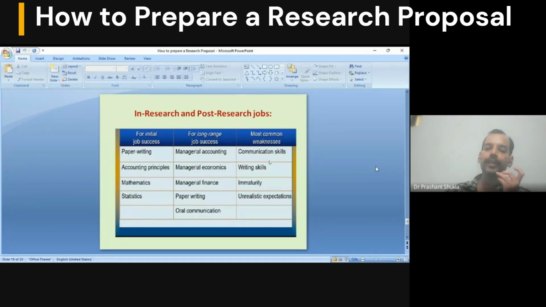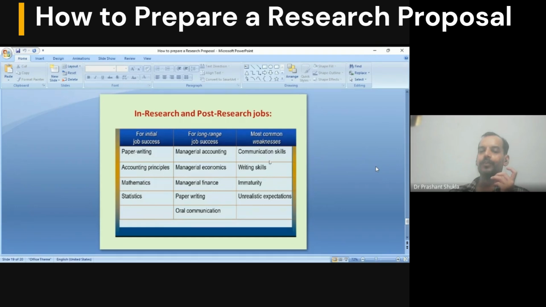The most common weaknesses we all have while preparing a research proposal or later on is we do not have good communication skills. Of course, it can be improved with time. We do not have good writing skills. This also can be improved. Sometimes we are immature enough that we look at a topic, get fascinated by it, and make it the research topic, and later on we regret it. This also should be avoided. It takes time, of course. And last is unrealistic expectation.